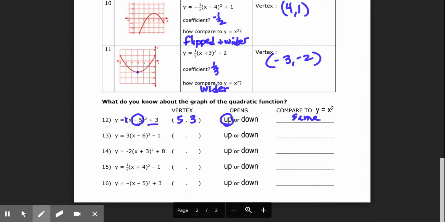This one, let's see, the opposite of a -6 will be +6, and then we have a -1. And because it's 3, it's going to open upward. And that 3 is going to make it narrower. All right, and then number 14, the opposite of a +3 would be a -3, 8. And it is going to open down because of that -2 right there. And this one's going to be narrower.